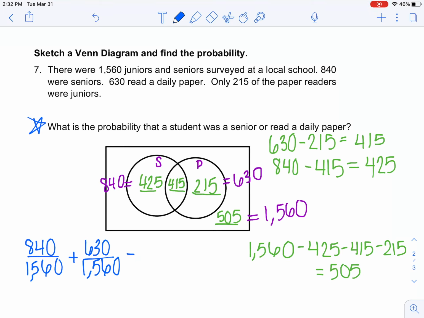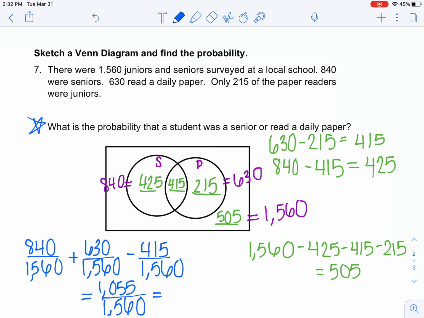Then to subtract our overlap, that would be our number right in the center where our two circles overlap, which was 415 out of 1,560. When we put that together, 840 plus 630 minus 415, that gives us 1,055 out of 1,560.